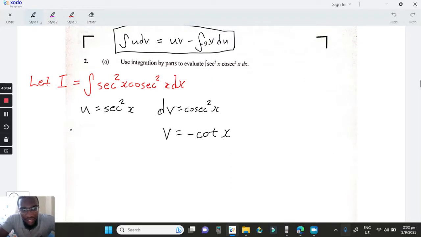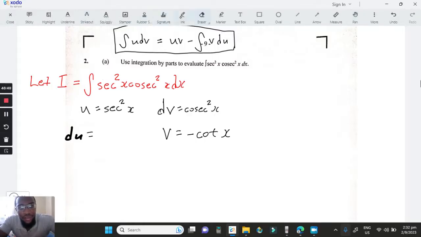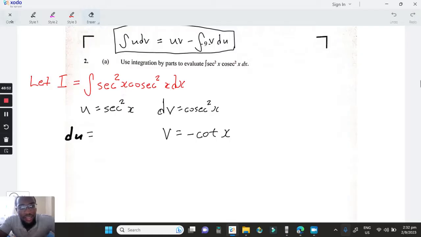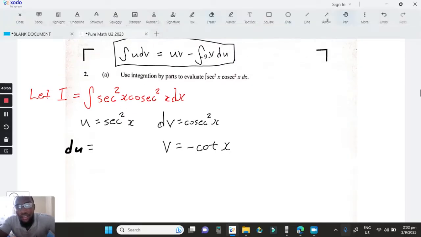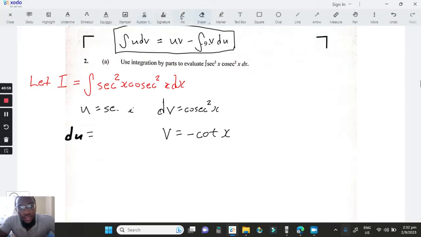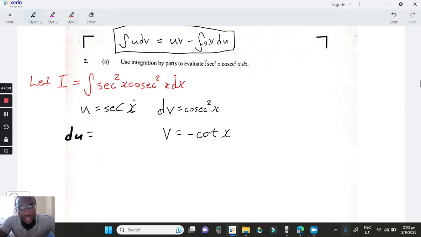Now to differentiate sec square, let me change it back here. I want you to see this as sec x all square. By doing that, sec square x is this indeed. Carry down the power, you subtract 1 from the power, but then you multiply by the derivative of what's in the bracket. When you differentiate sec, you get sec x tan x.